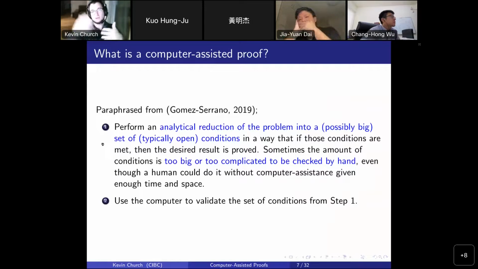We might have an exhaustive list of conditions or inequalities that need to be verified. And the main point of the computer-assisted proof is that this list is too big or too complicated to be checked by hand, even if a human could do it without computer assistance, given enough time, space, graduate students, or pages in the journal, page requirements in the journal.